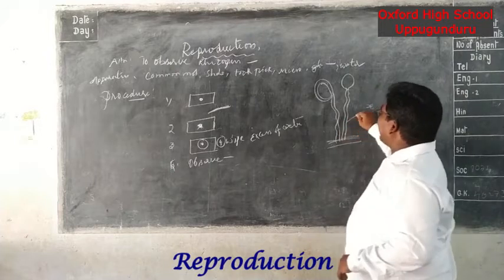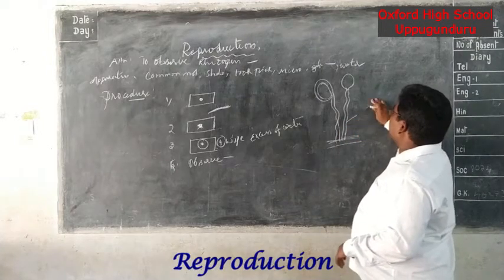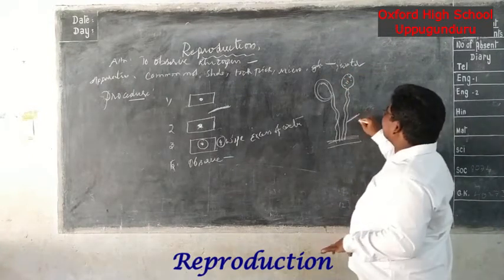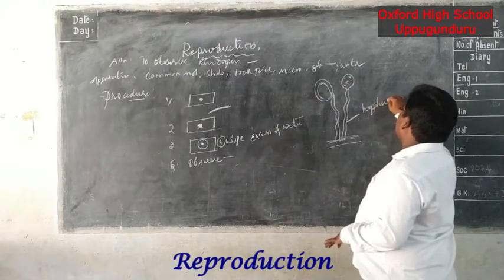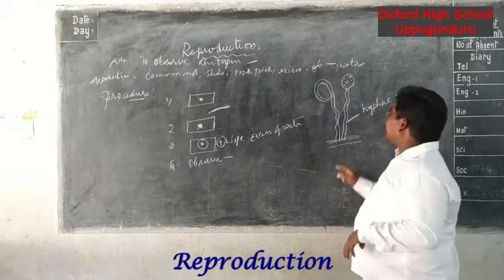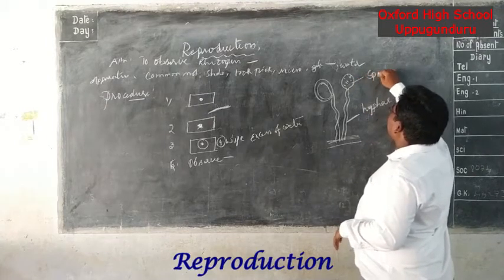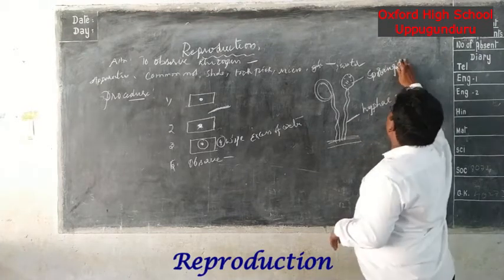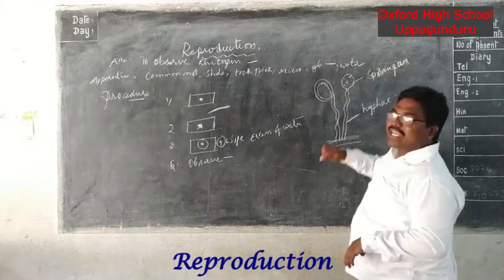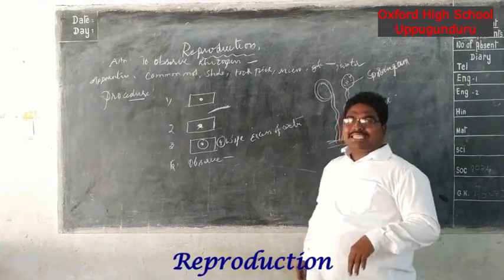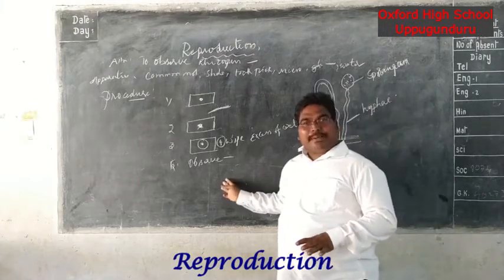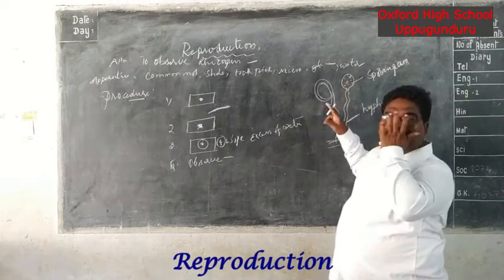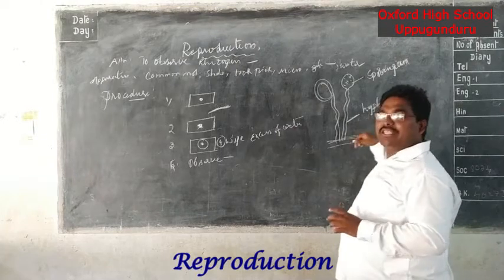Fine white thread-like structures and blackish powdery substances. In this diagram, the fine white thread-like structures are called hyphae and the knob-like structure is called sporangia, sporangium in singular. The spores are present in the sporangium. You understand? By observing the glass slide under the microscope, you may notice that the fine thread-like structure is called hyphae and the knob-like, ball-like structure is the sporangium. In the sporangium, the spores are present.